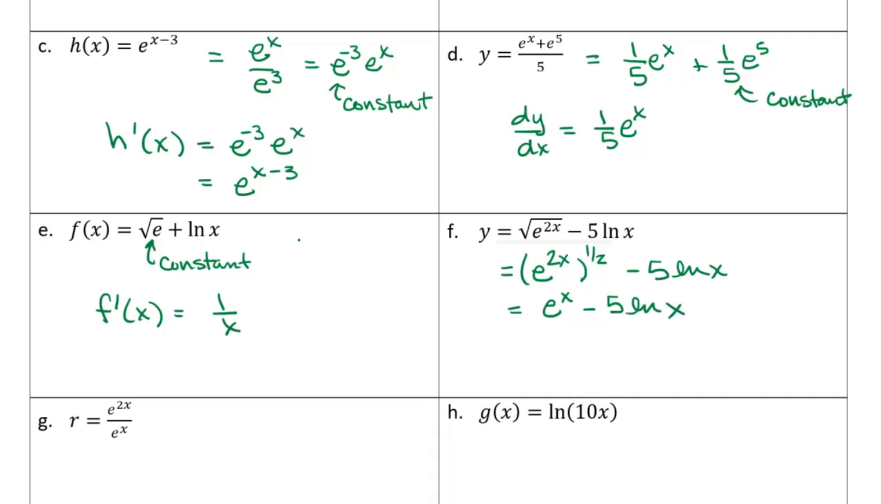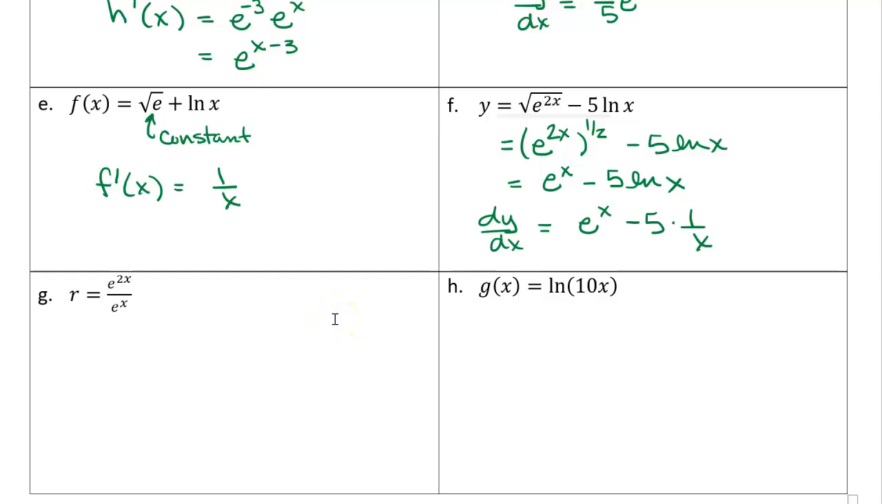All right, so now I'm ready to take the derivative. I'm going to call it dy over dx, and I get e to the x. I'm going to hang on to that constant and then multiply it times 1 over x. Okay, so 5 times 1 over x is the same as 5 over x, so I could write this second term as 5 over x if I wanted to. But this is fine the way it is. All right, got a couple more here.